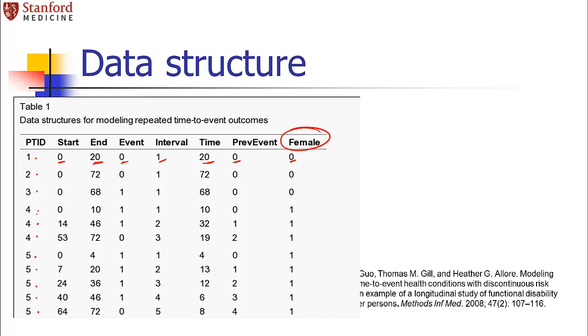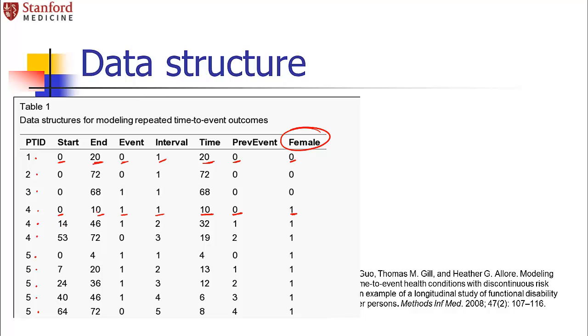So let's go down to one of the more interesting ones. Subject 4, who repeats: they start the study, 0 is baseline. Ten months into the study, they have an event. So that's interval 1, because that's when they were at risk for the first event. The time they spent in that interval was 10 months, and this person is a female. They've had 0 previous events at that point.